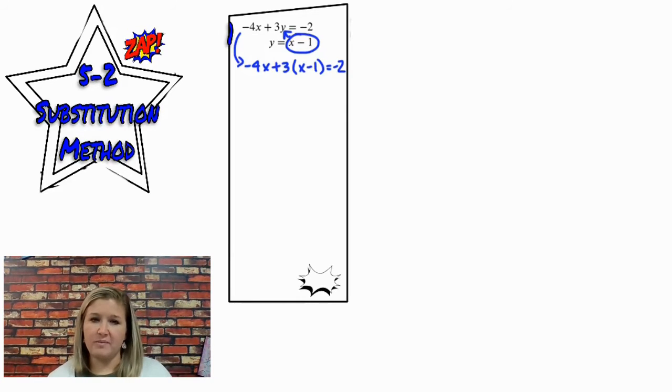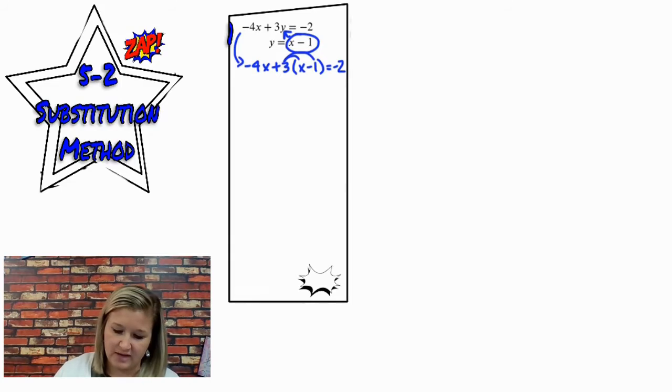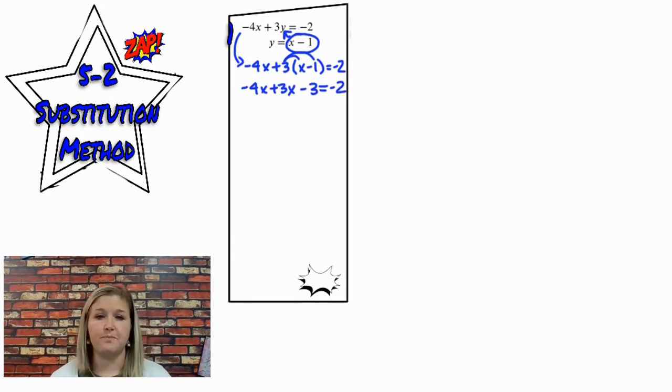So now from here, I'm going to distribute the 3. You'll notice here, I kind of took away one of my variables and replaced it with the other variable. So now we have one variable to solve for. I'm going to distribute the 3 to both of those there. So I have negative 4x plus 3x minus 3 is equal to negative 2.